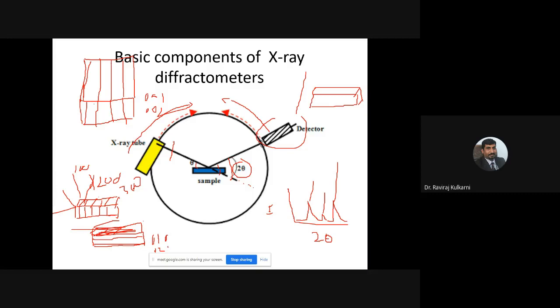Okay, sometimes they cut diagonally. What is this plane now? This is the 1 1 1 plane. Got it? So diffractions, reflections may be from different planes, which satisfy the Bragg equation. What is the Bragg equation? 2d sin theta is equal to n lambda.